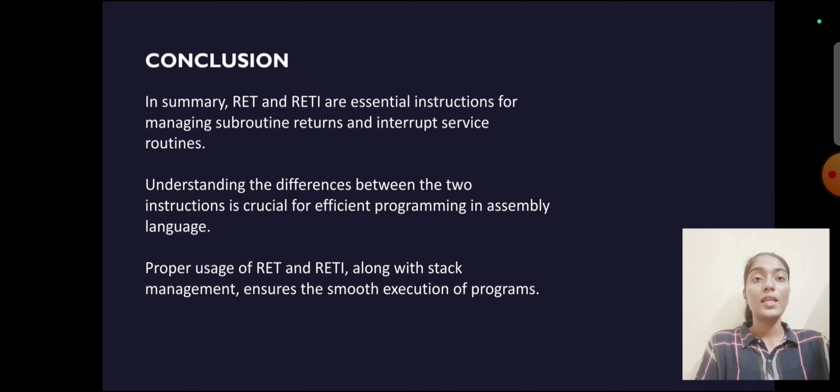Conclusion. In summary, RET and RETI are essential instructions for managing subroutine returns and interrupt service routines. Understanding the difference between the two instructions is crucial for efficient programming in assembly language. Proper usage of RET and RETI along with stack management ensures the smooth execution of programs.